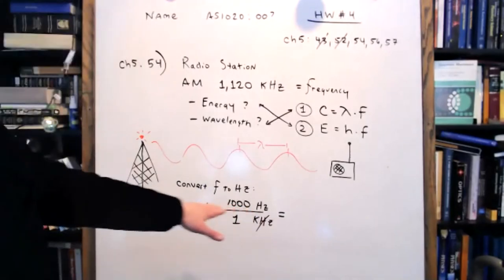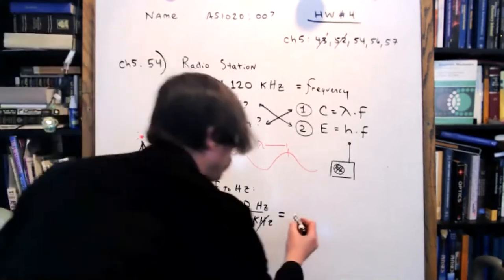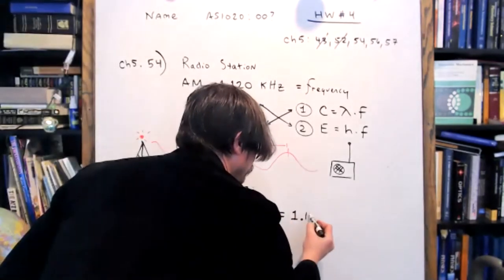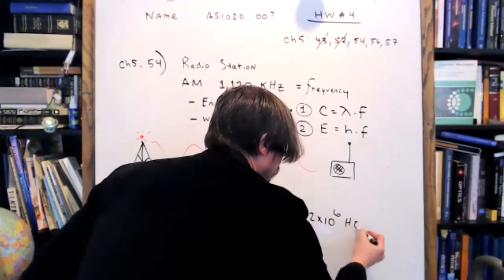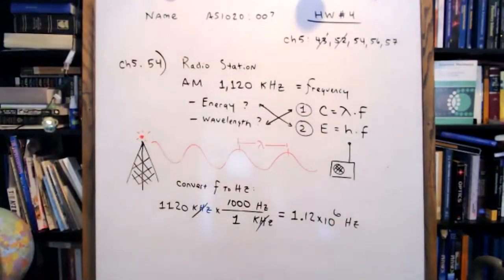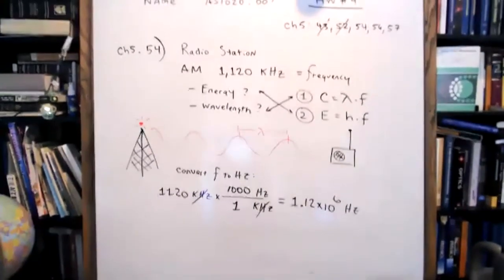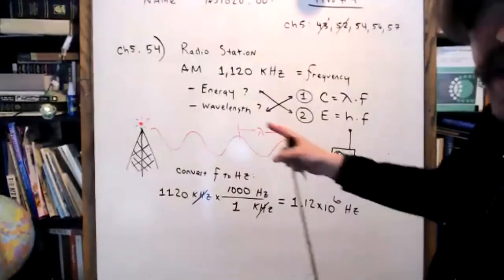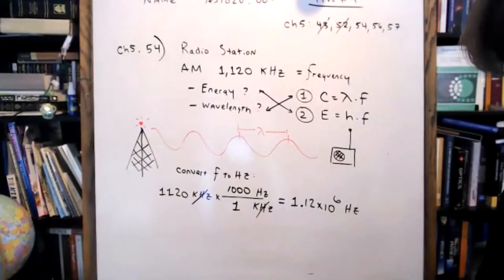So can you do that in scientific notation without using a calculator? 1.12 times 10 to the 6. I'm going to keep the 12 in just for fun because it's already there. So 1.12 million hertz. All right. Now, Mateus or anyone else who thinks they've got this, let's do the wavelength first. What formula should I use to calculate the wavelength?